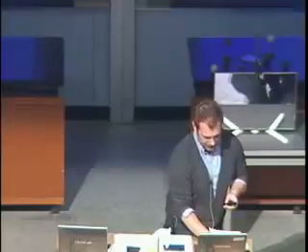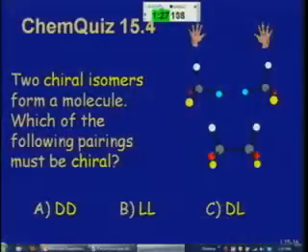So let's try this one again. Talk to people around you and figure out if you think that A or B is the answer, given that C is not.